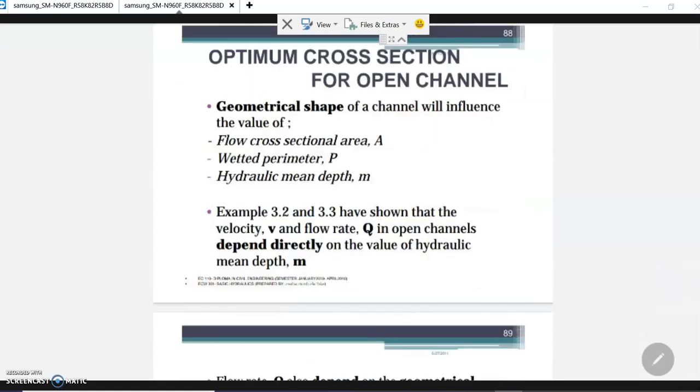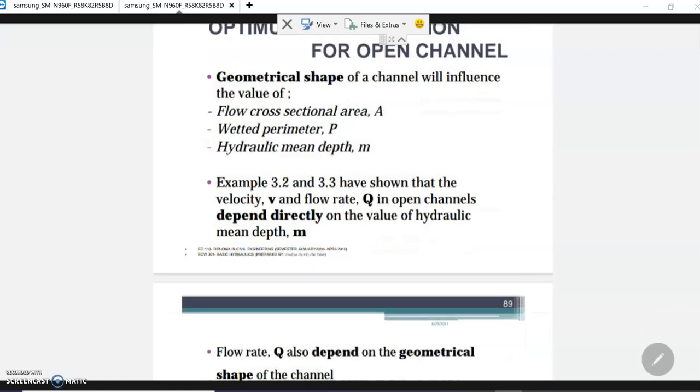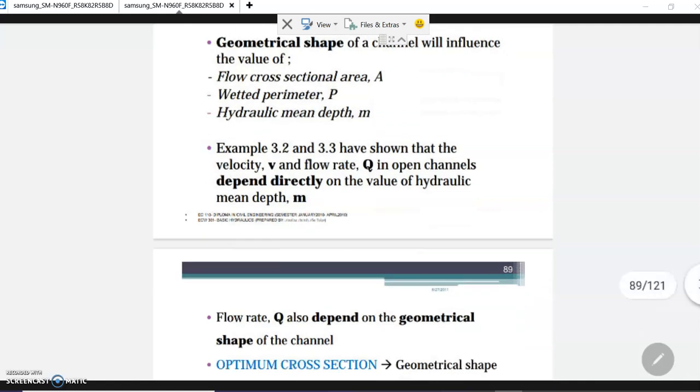So optimum cross section for open channel, that is the geometrical shape of the channel, will be influenced by the value of the cross sectional area, wetted perimeter, and hydraulic mean depth. So from examples 3.2 and 3.3, it is shown that the velocity and flow rate in open channel depend directly on the value of hydraulic mean depth. What does it mean by this?